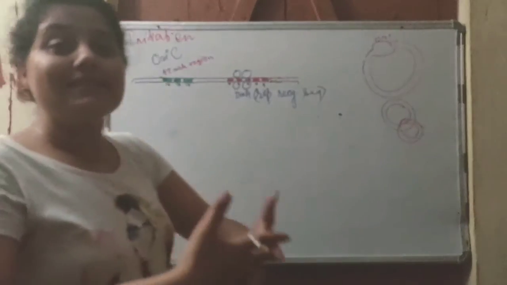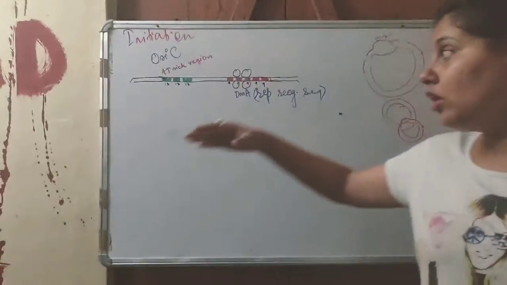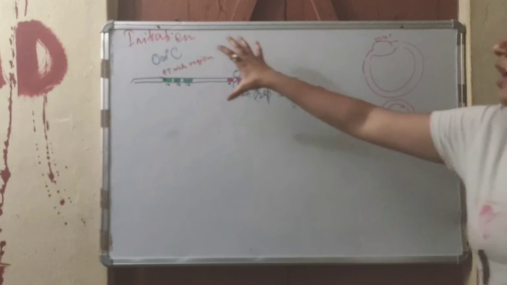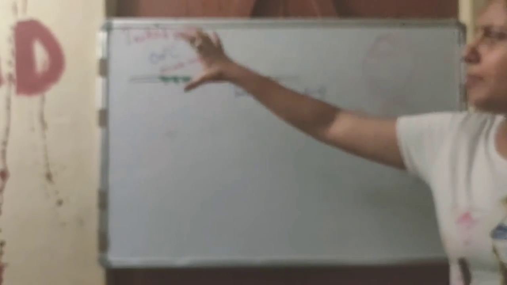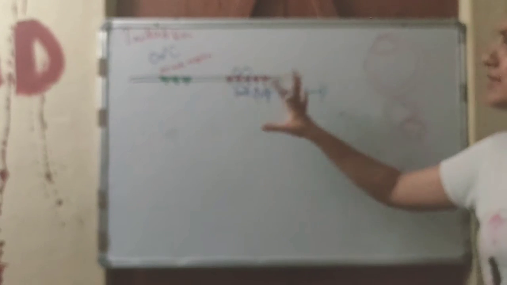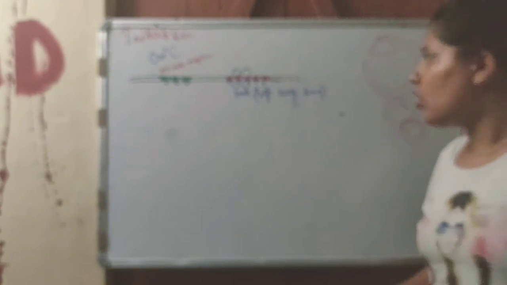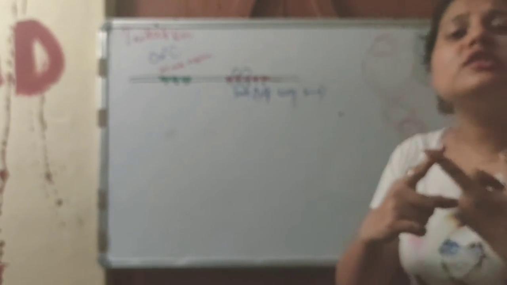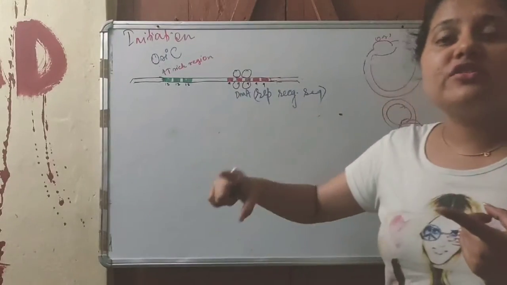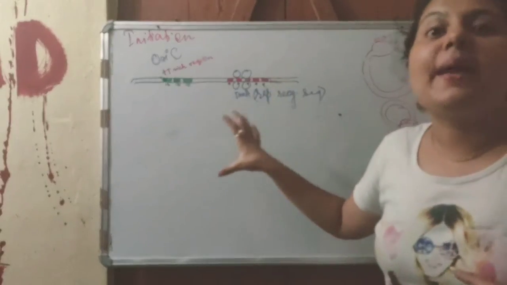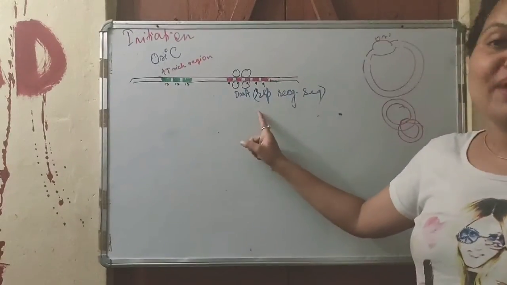Now, why is it important to learn about the replication recognition sequence? Because this is the origin of replication. The replication bubble will be forming here, and replication will be happening here. Why is this important? Because this is the region where the first protein responsible for the initiation of replication will come and bind.